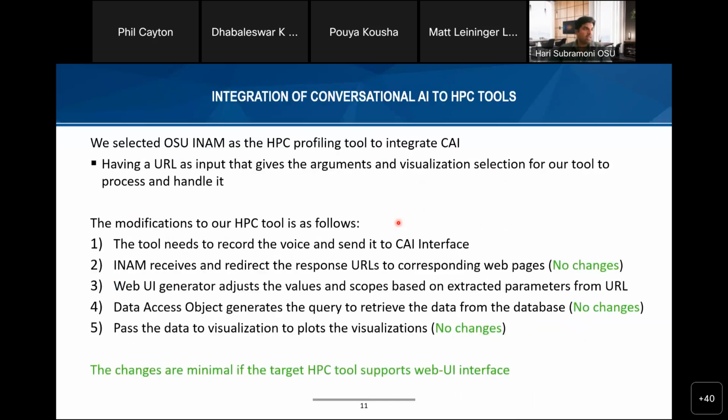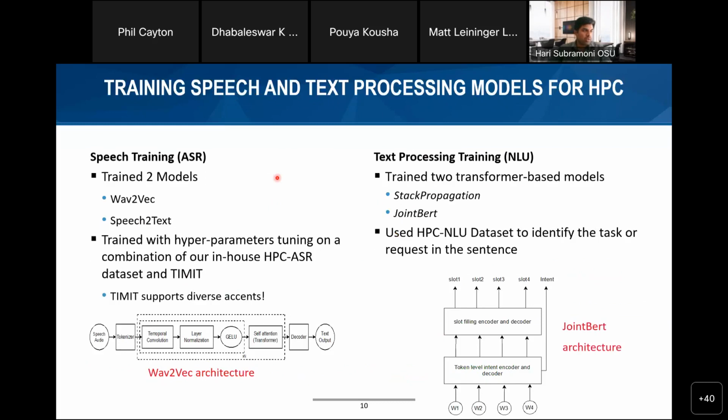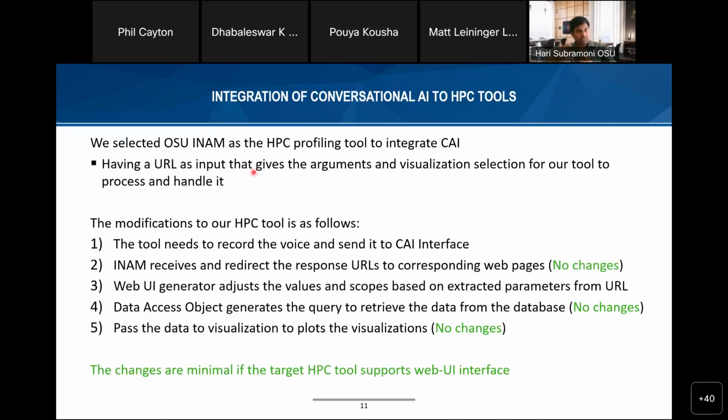So overall, the way our model would work is that whether it is speech or text, if you are talking to the interface, it would be passed through the ASR model to get it converted into some intents and slots. That would then get passed through your NLU model, which is the natural language understanding model, to convert them into a set of commands that the end interface would understand. These commands would then be passed to the HPC tools through the interface for conversational AI that we created.